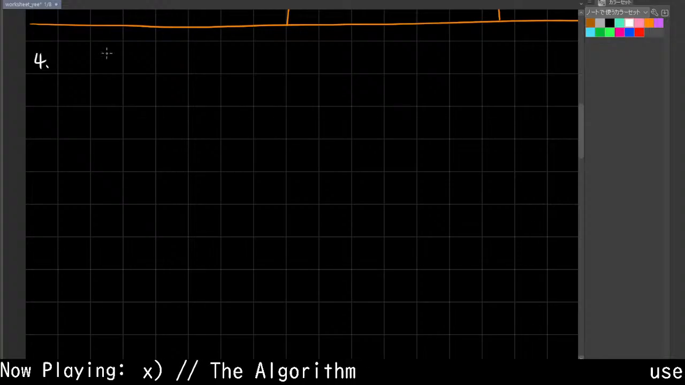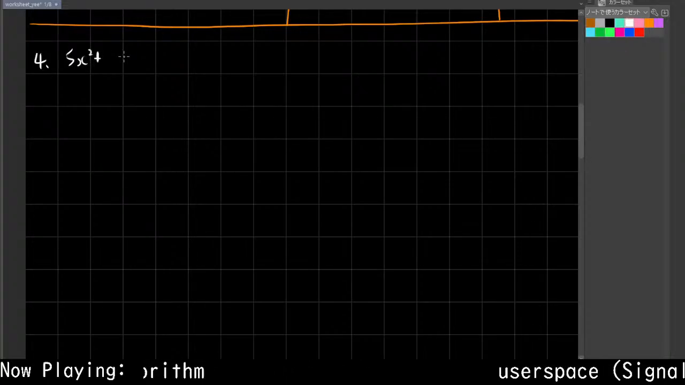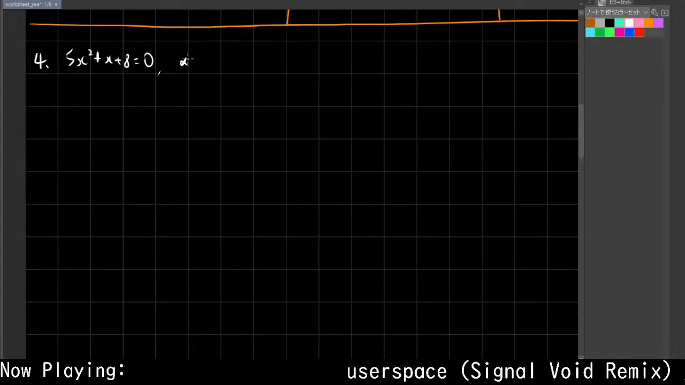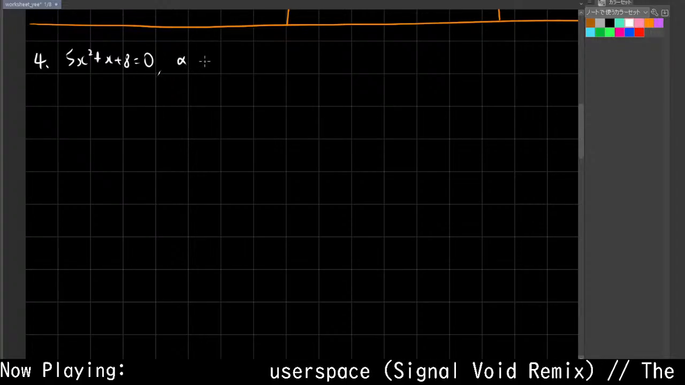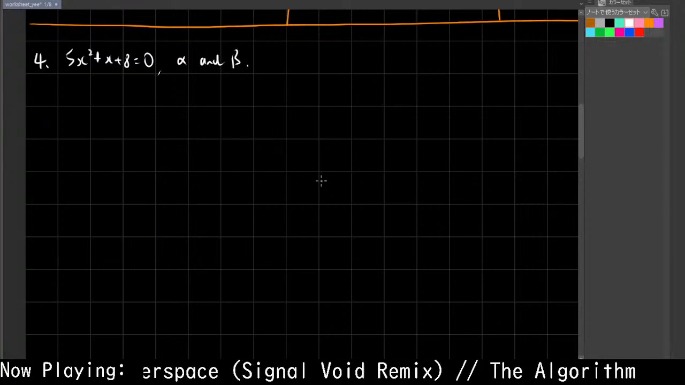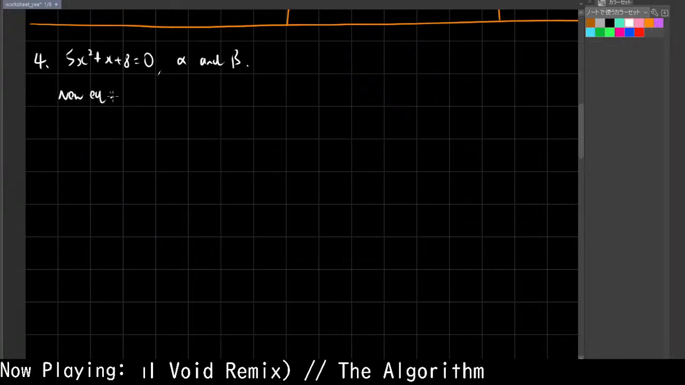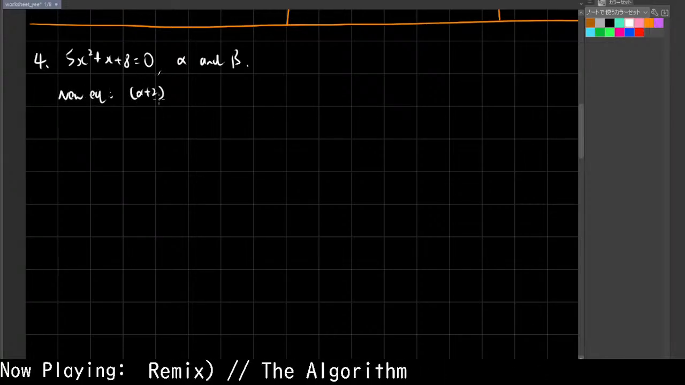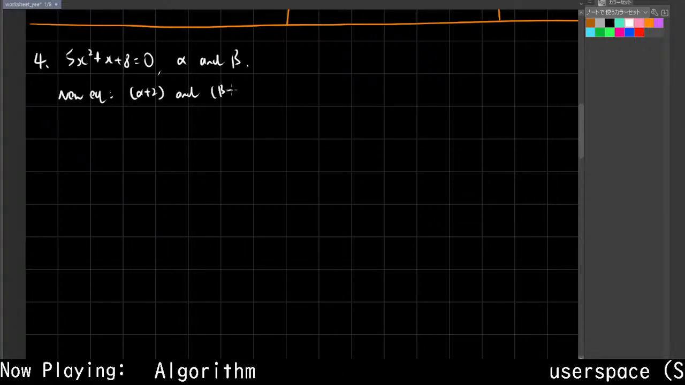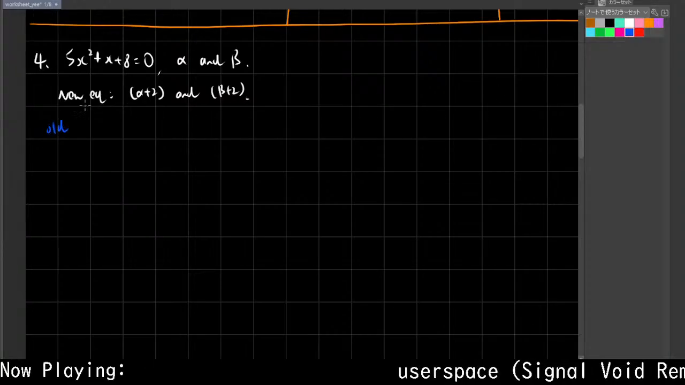Quadratic, find a new equation. Okay. So you're given the quadratic 5x squared plus x plus 8, and you are told that it has roots alpha and beta. This will basically relate to sum of roots as well as product of roots. Then you want to find a new equation that has roots alpha plus 2 and beta plus 2 as its roots. Okay, so you want to find the old ones first.